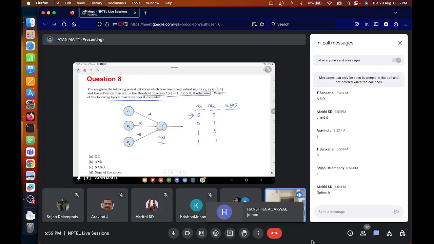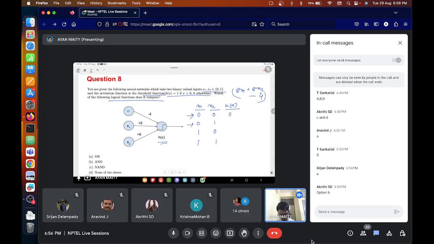this is simply 8x1 plus 8x2 minus 4. This is what we have to compute, and then we have to check whether this quantity 8x1 plus 8x2 minus 4 is greater than 0 or not. If it is greater than 0, then Hx is 1. If this is less than 0, then Hx is 0. So for the first input 0 0, it would be minus 4, so negative, so this would be 0.